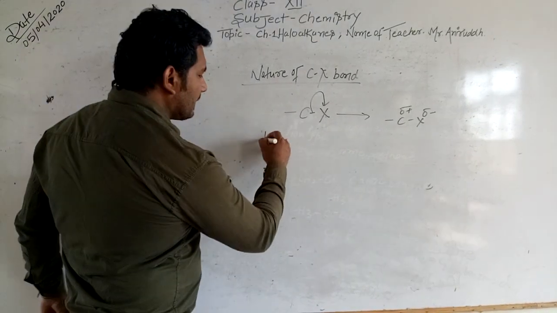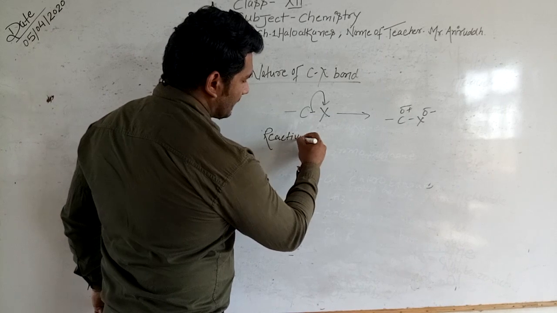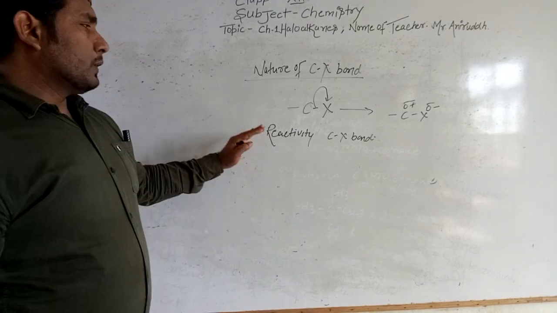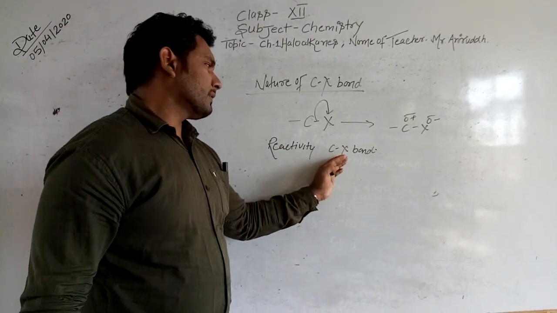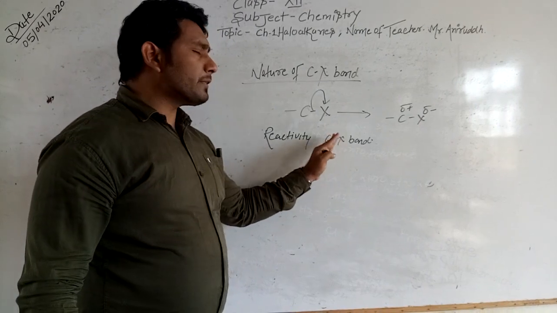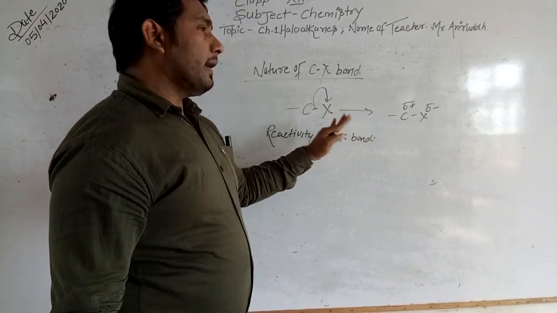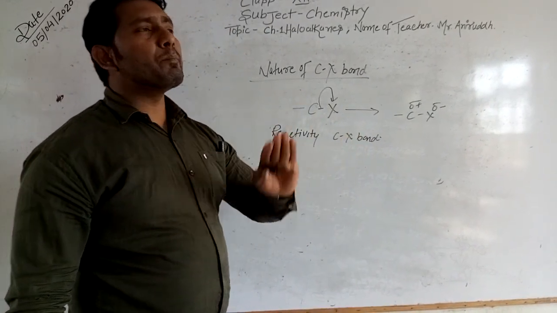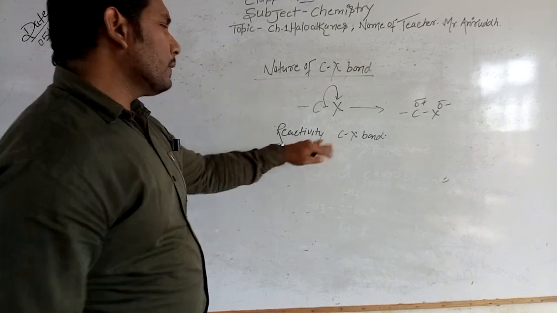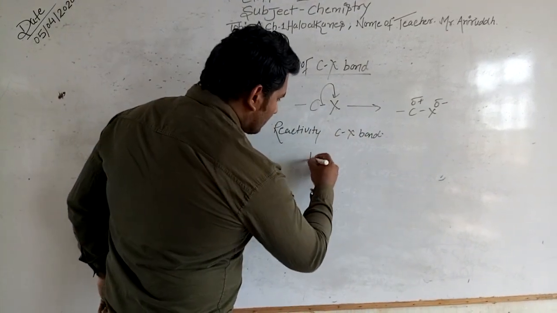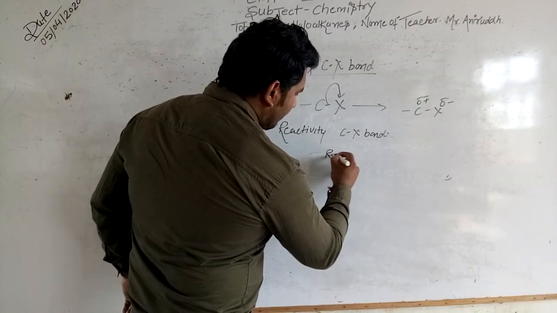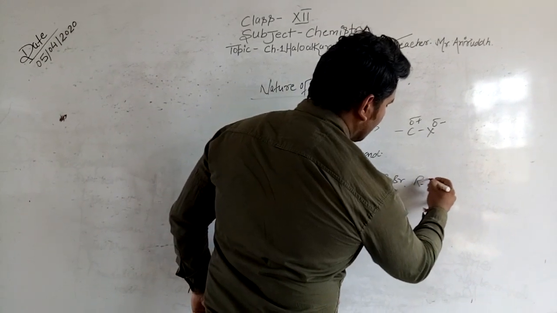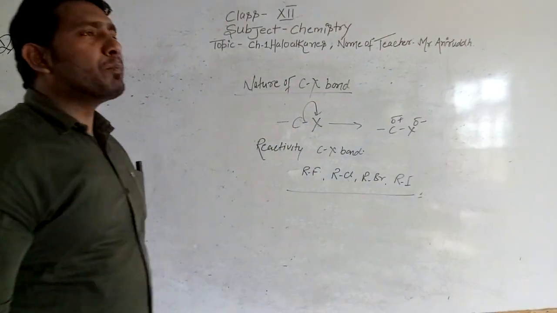What about the reactivity of the C-X bond in the case of haloalkane? So the reactivity of the C-X bond increases with increase in the size of the halogen atom and decreases with increase in the bond length and decrease in the bond dissociation enthalpy. So whenever we are attaching RF, RCl, RBr, RI, in that case which one is more reactive?